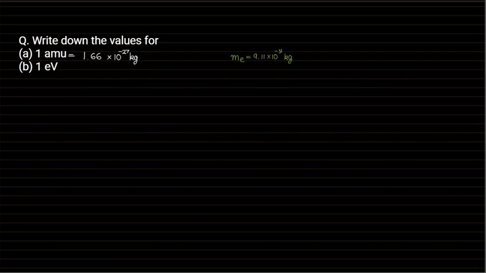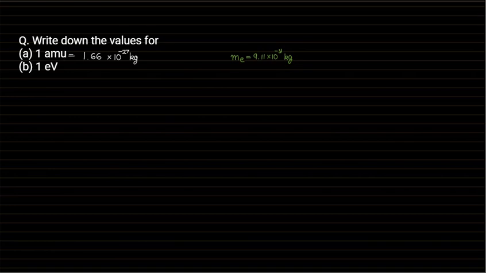Fine. So suppose I want to show an example. Suppose you have the mass of an electron. The electron mass is 9.11 times 10 to the power minus 31 kg. Look at the order, minus 31. Instead of writing it in terms of 10 to the power minus 31 kg, I can simply express this mass in AMU.